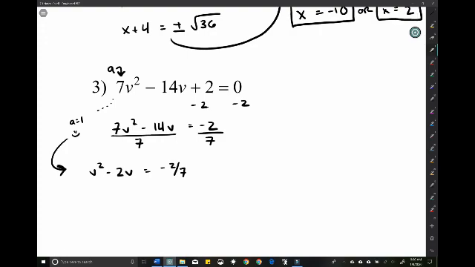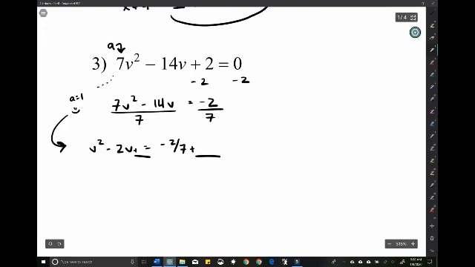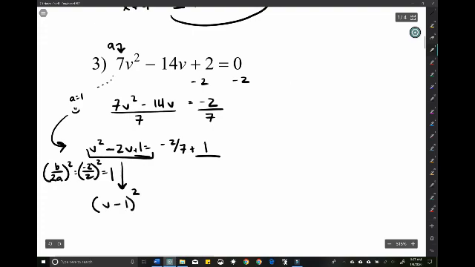Once that a value is 1, once this is 1 here, then we can start the completing the square process. So we know we're going to add something to the left, add something to the right. What that something is b over 2a squared. Okay, so b is negative 2 all over 2, squaring it. That means we have 1. We're going to add 1 to each side. Now just be careful. This side, when you make it a perfect square, it's minus 2. So it's v minus 1 squared.